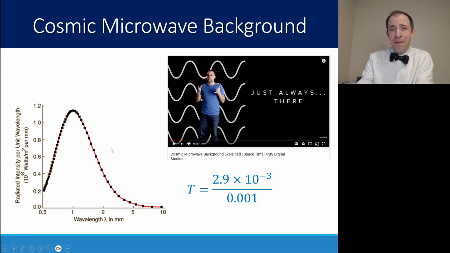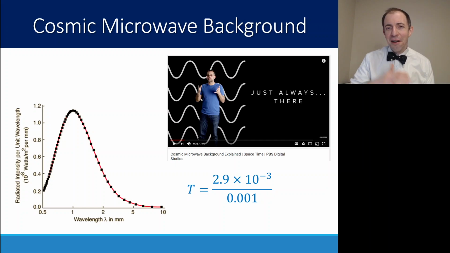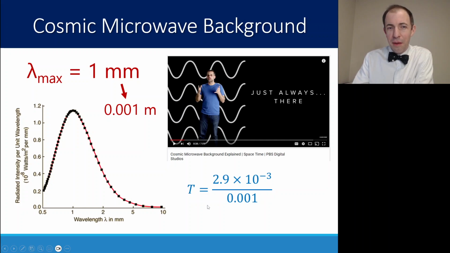Now, this cosmic microwave background radiation has a black body radiation curve, similar to other curves that we've seen for stars and other things that are glowing. And the peak wavelength here is about 1 millimeter. This means that space has a temperature. 1 millimeter, or 0.001 meters, can be plugged into this equation, 2.9 times 10 to the negative third, divided by the max wavelength, to get a temperature.